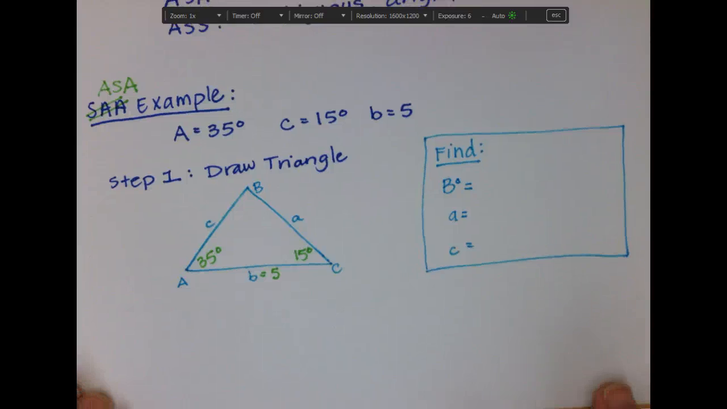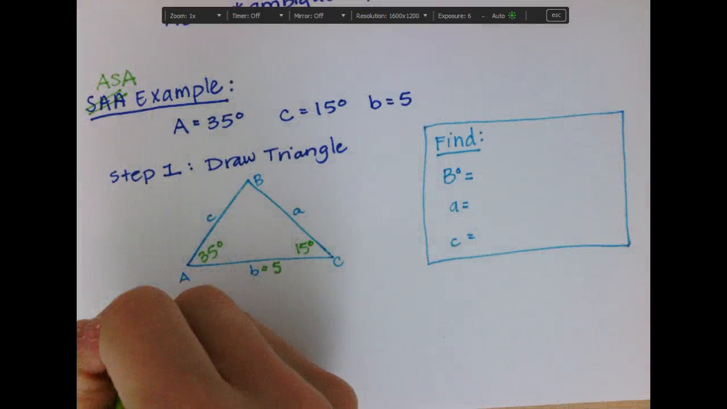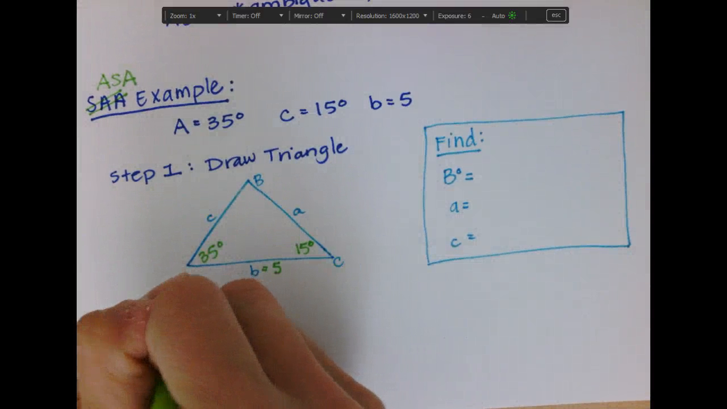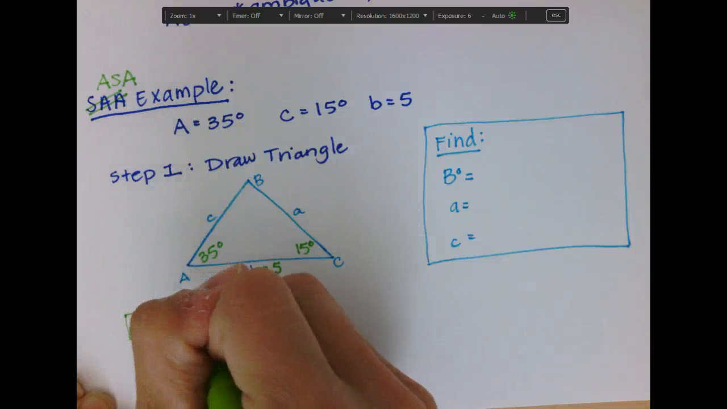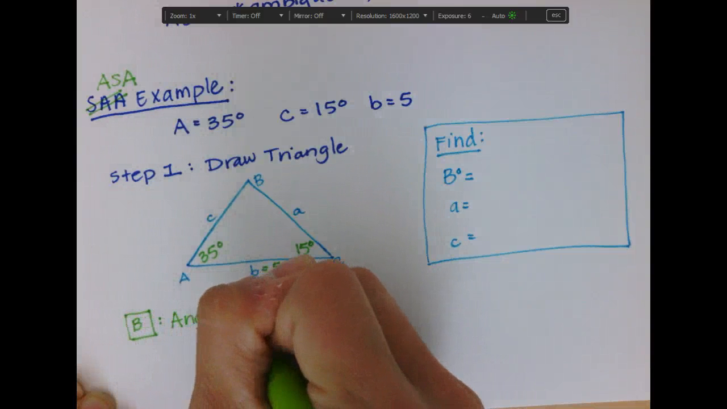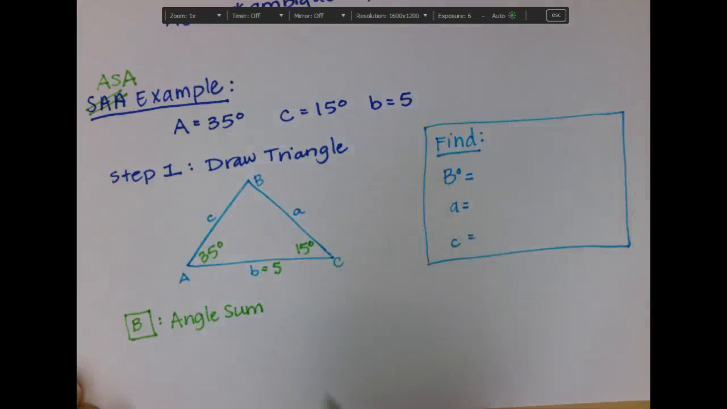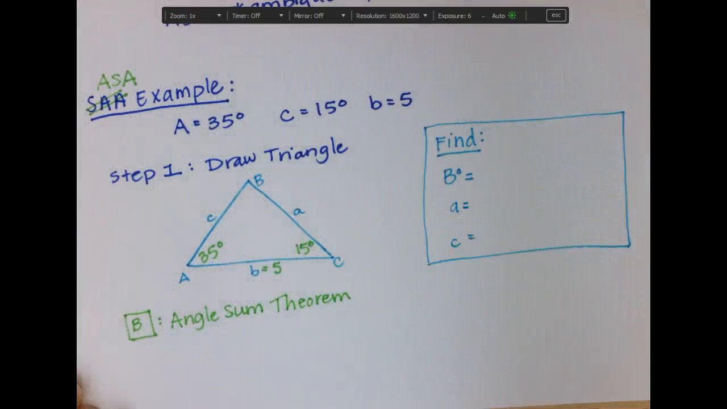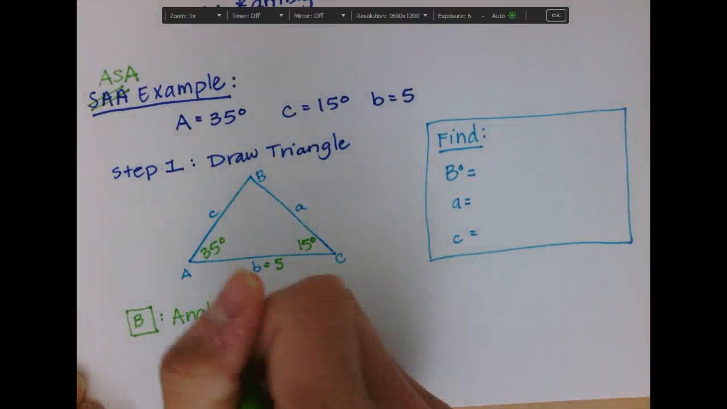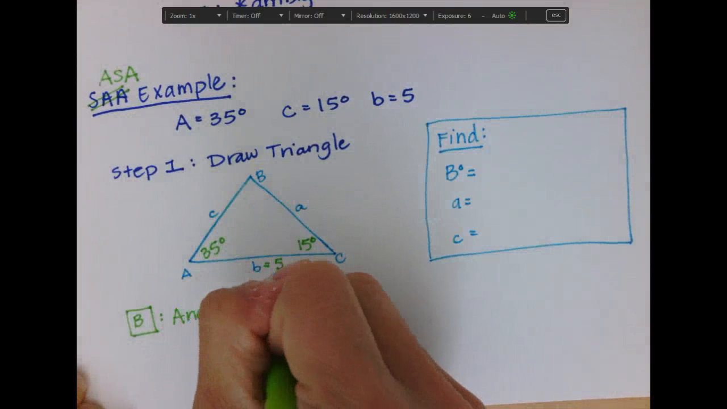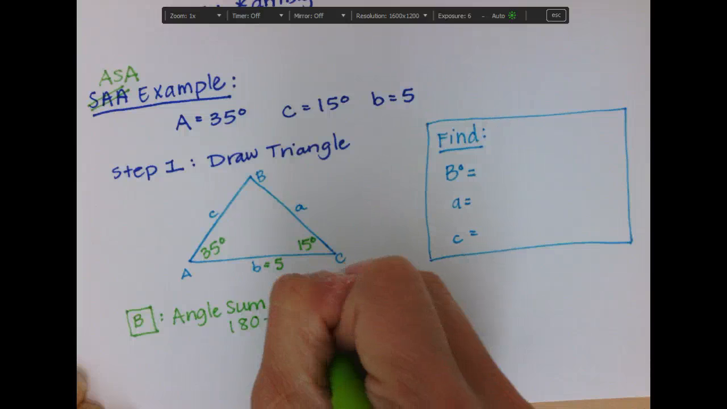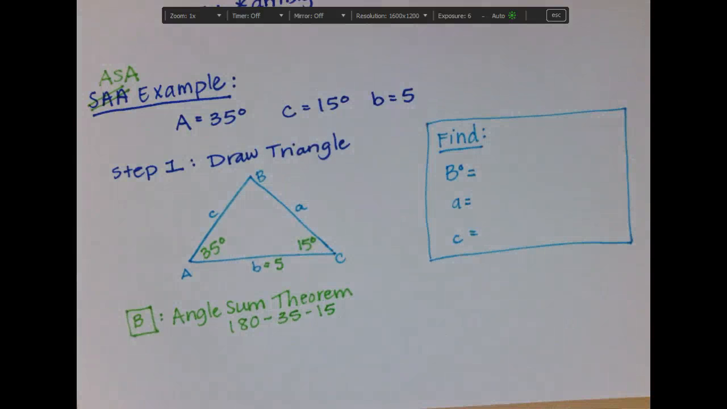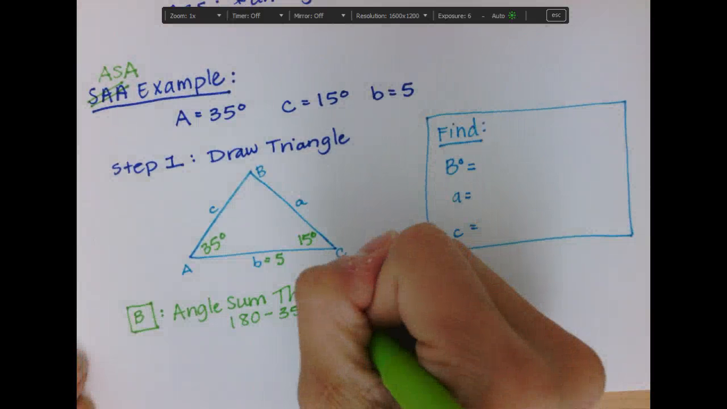So angle B is something that we can find without using the law of sines. For angle B, we can just use the angle sum theorem, which tells us that a triangle's angles should add up to 180 degrees. So if we do 180 minus the 2 angles that we know, 180 minus 35 minus 15, we should get 130 degrees.